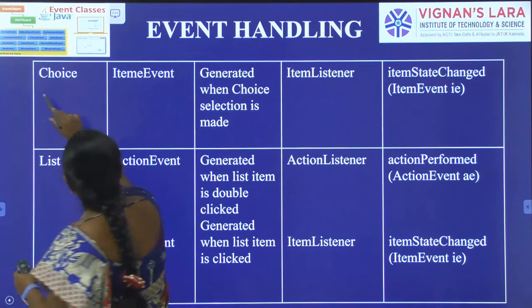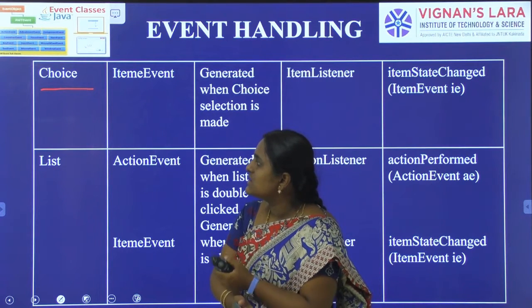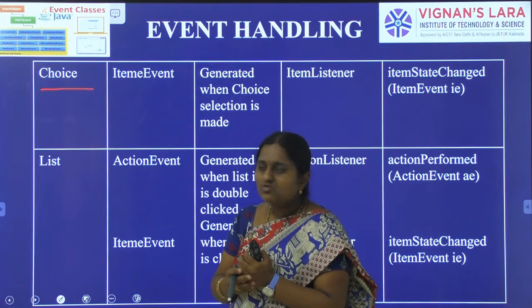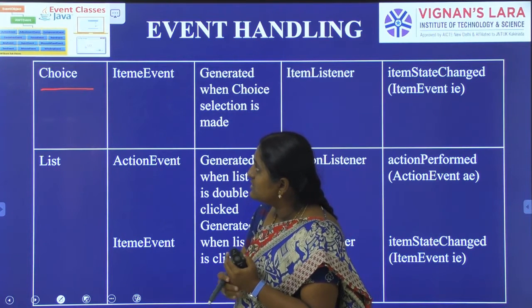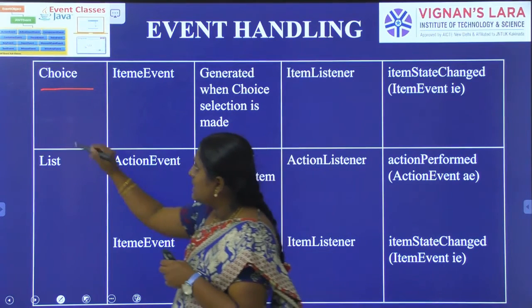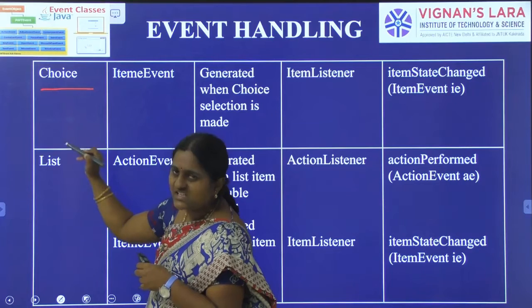Coming to the next one, choice. Choice is also an AWT component. Sometimes users may choose any one item from a menu. Suppose a number of items are there in the menu. Choice means single selection.